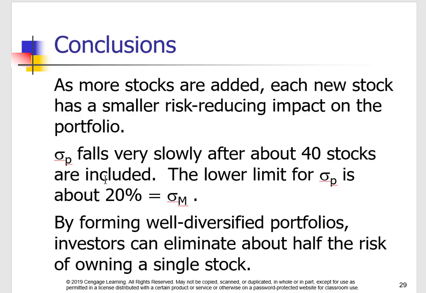So as more stocks are added, there's a smaller risk-reducing impact. About 40, that's when it gets to be about the lowest we can get. Now, if we can get well-diversified portfolios, what this is telling us is you can reduce the risk by about half of what it'd be if you owned any one particular stock.